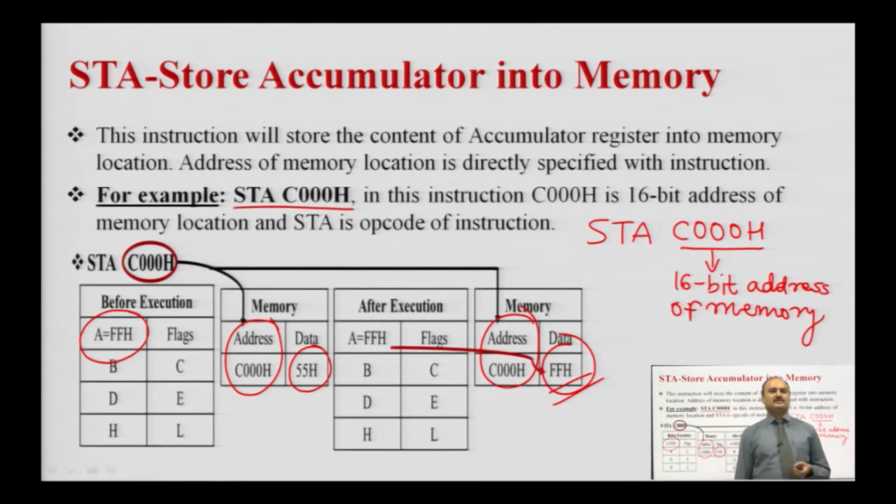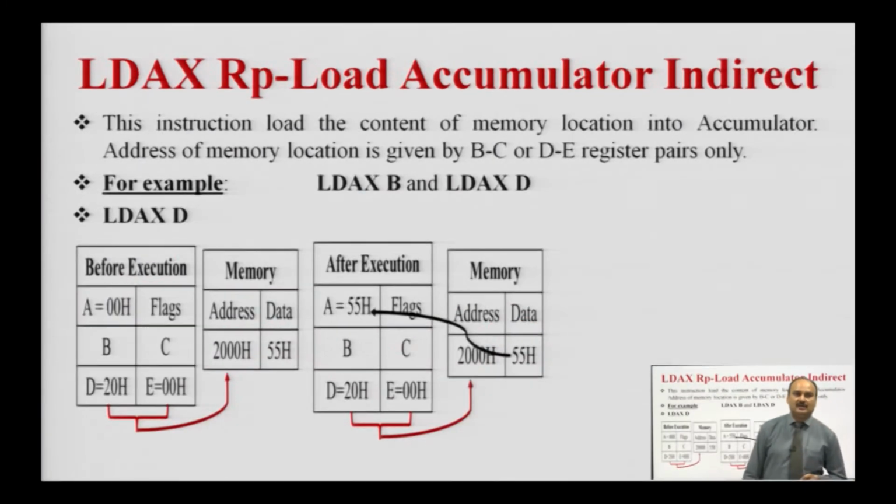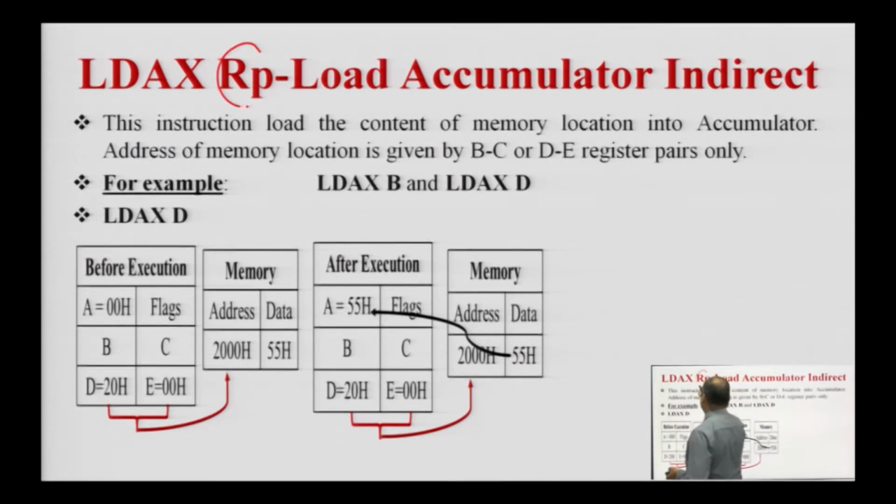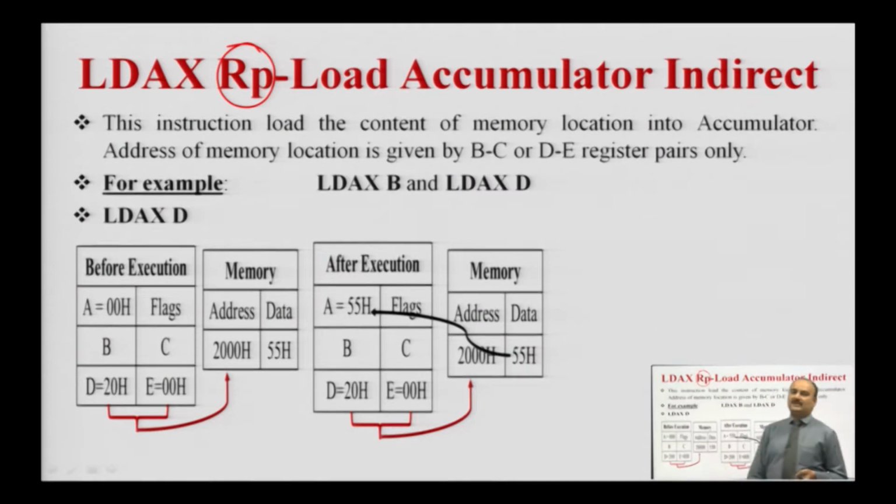So, whenever the microprocessor executes this instruction, it will store the content of the accumulator into the memory location. The address of the memory location is directly specified with the instruction. Next instruction is LDAX RP. Here this RP is nothing but the register pair which is specified in this instruction. So, this instruction will load the accumulator indirectly.